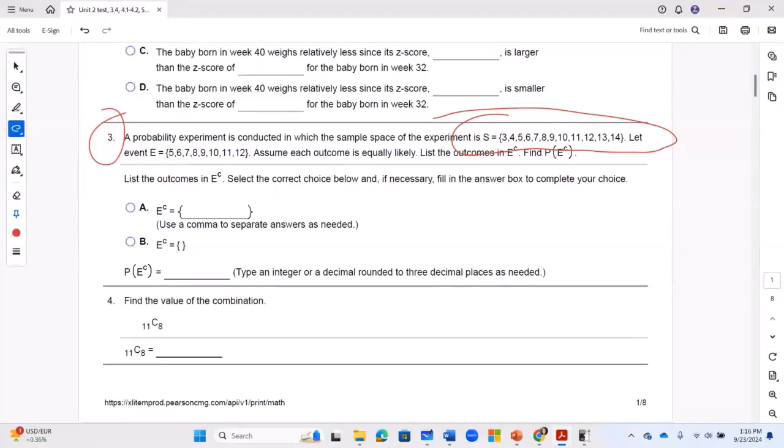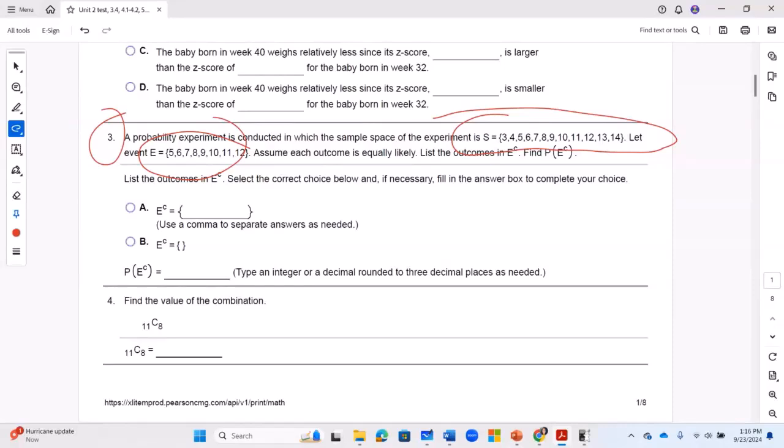What is the sample space? What is the population? Another way of saying it is the universal set. Therefore, the universal set is S. Then they defined an event E. Assume each outcome is equally likely. Equally likely means everybody has equal opportunity to be selected. In other words, selection of 1 is as good as selection of 2.